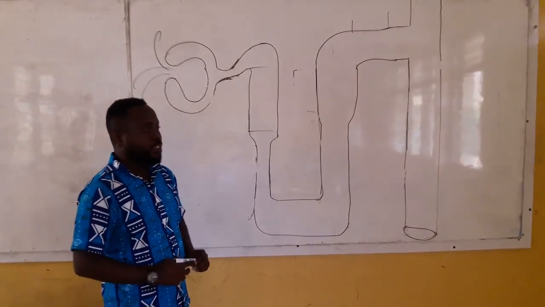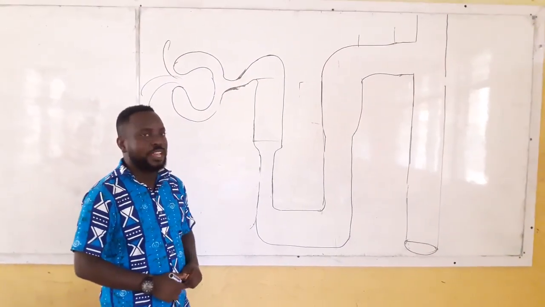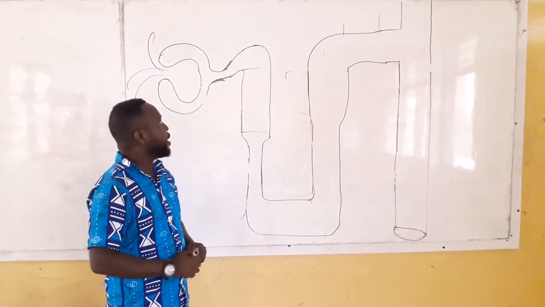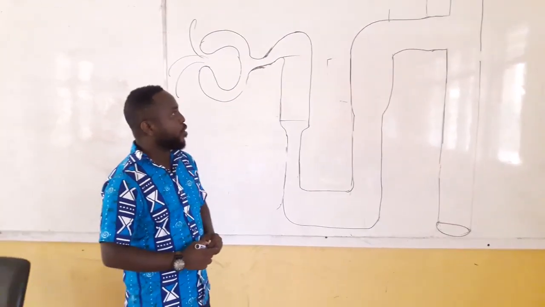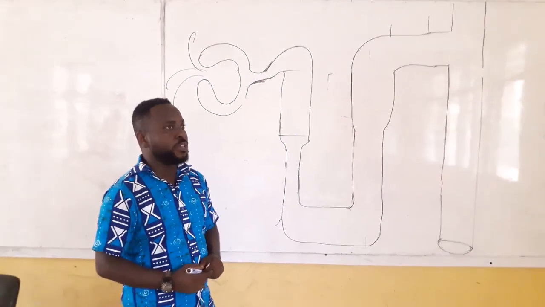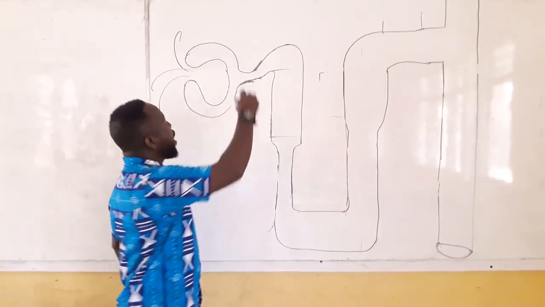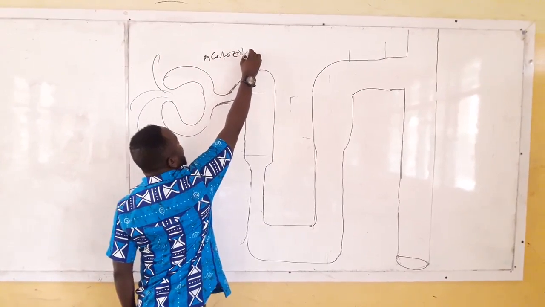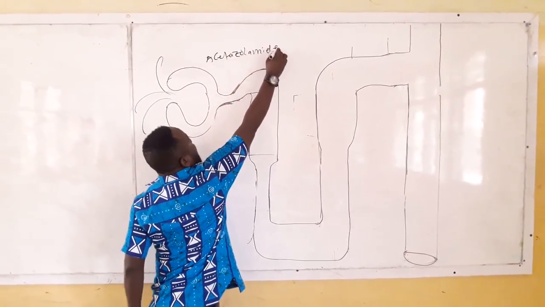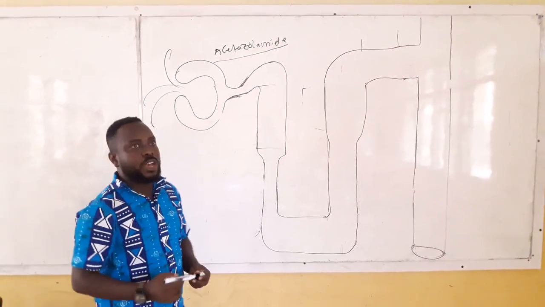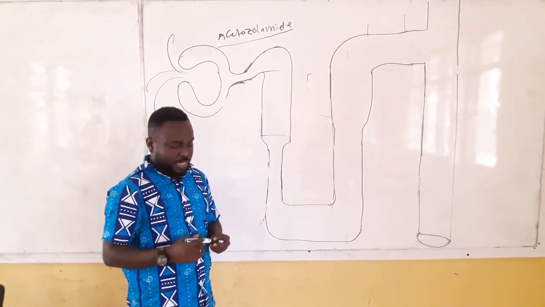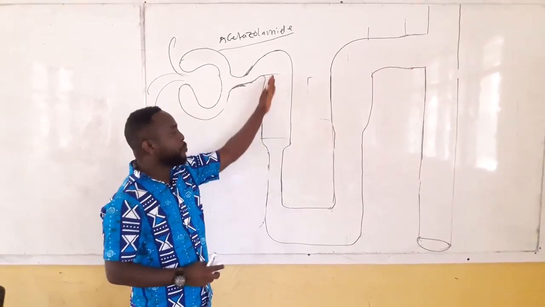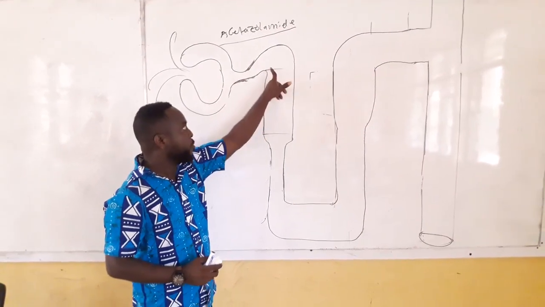We are going to start with the carbonic anhydrase inhibitors. The prototypical drug that I'll be using is acetazolamide. Acetazolamide will be our prototype drug, and this drug works within the proximal tubule.